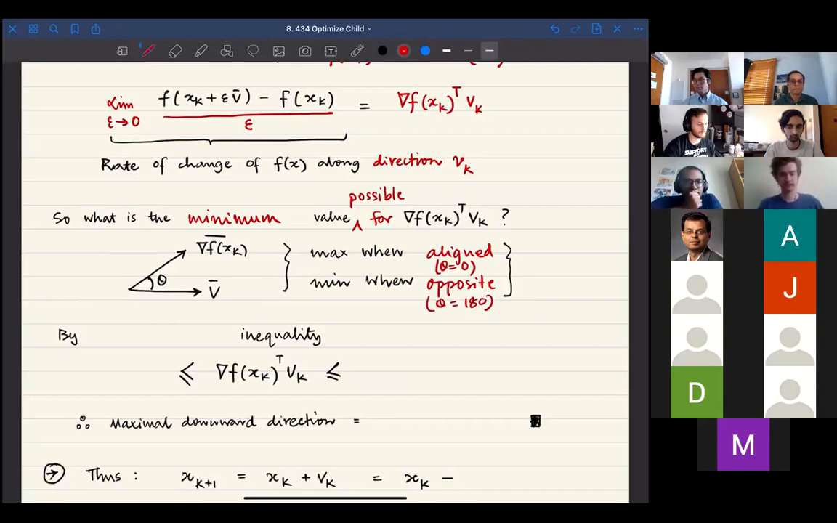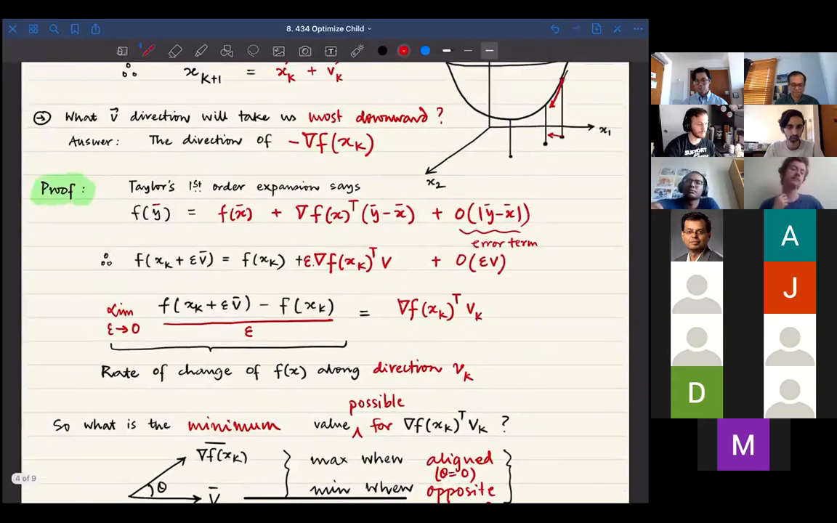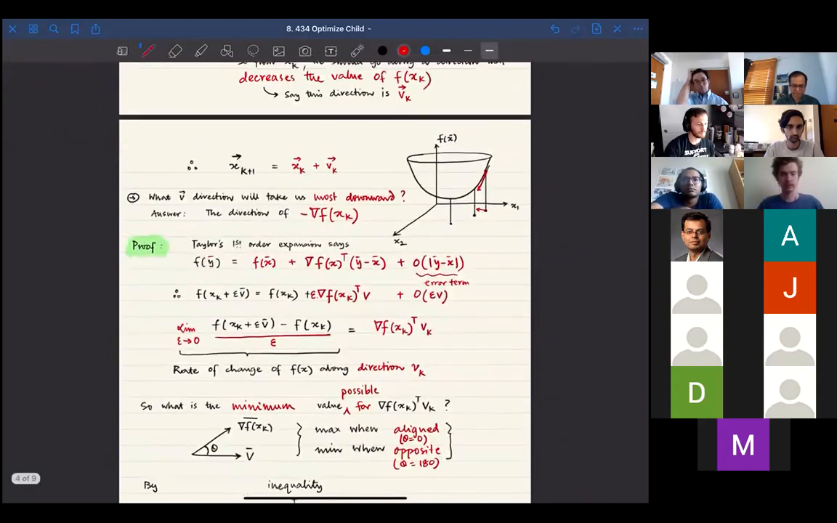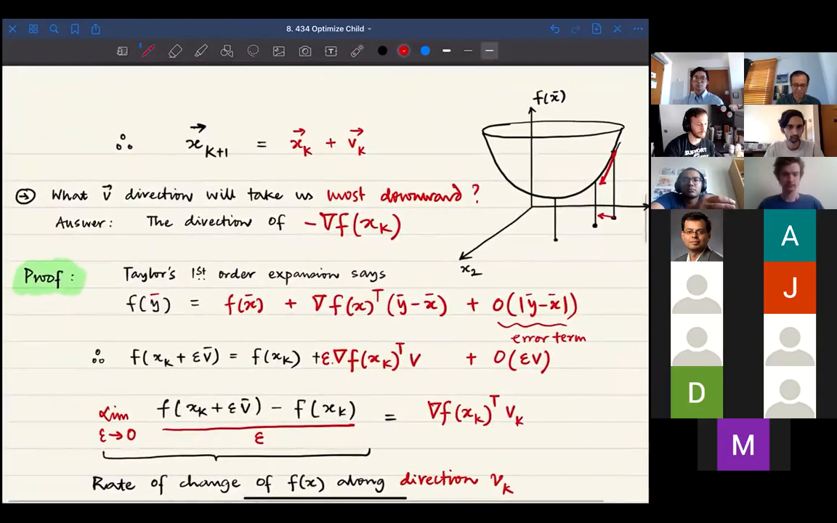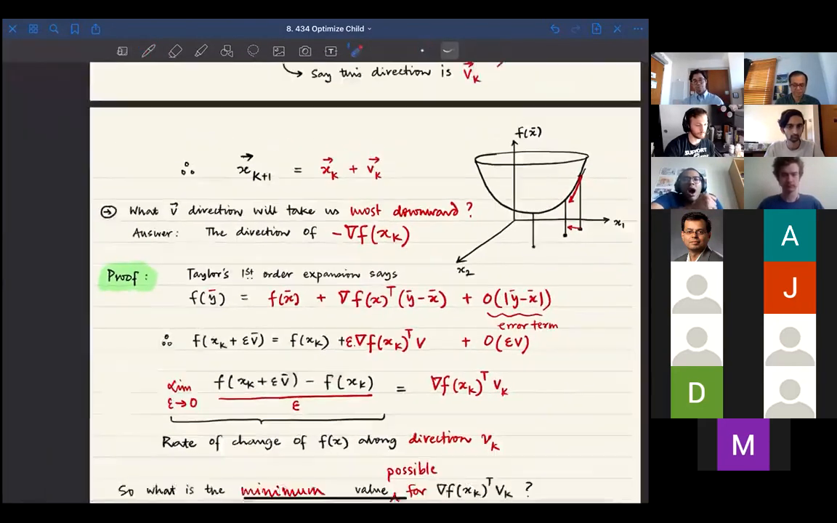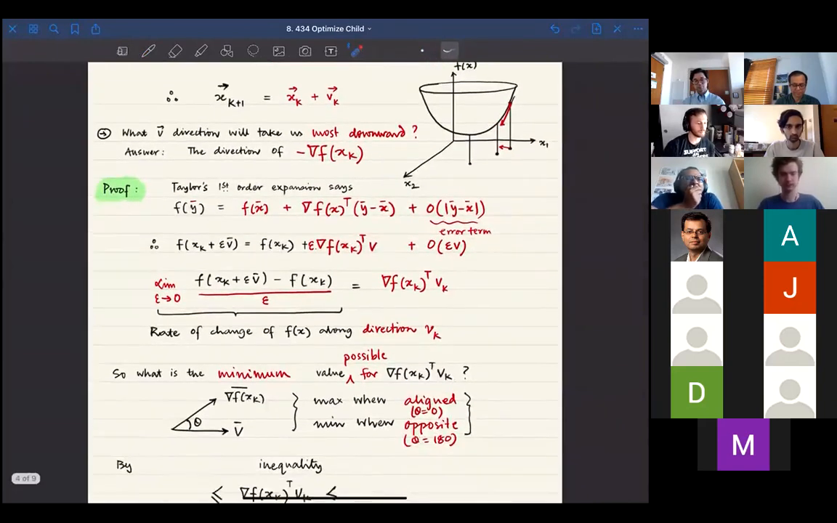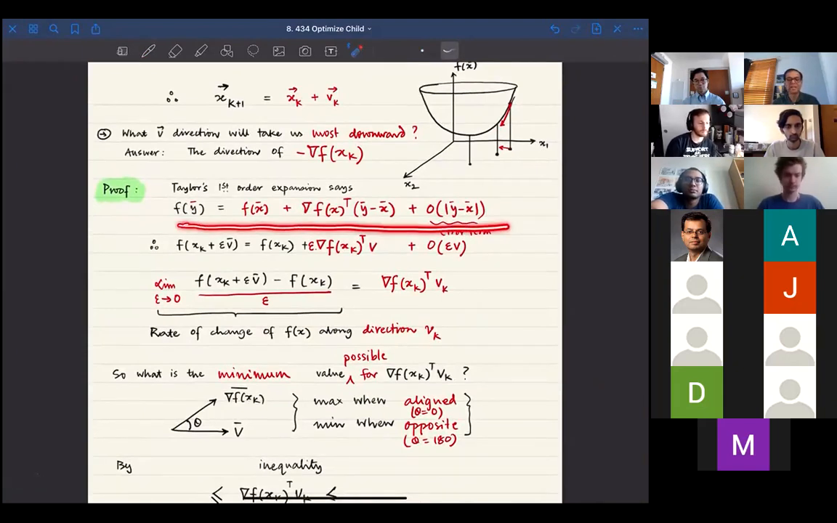I kind of had a question. Could you go up a little bit to where you wrote the negative delta f(x_k)? Negative delta f(x). Yeah, here. Is that what you're alluding to here? Like when theta is equal to 180? No, wait. We started from a very basic expansion of f(x). Oh, I see. Okay, never mind.